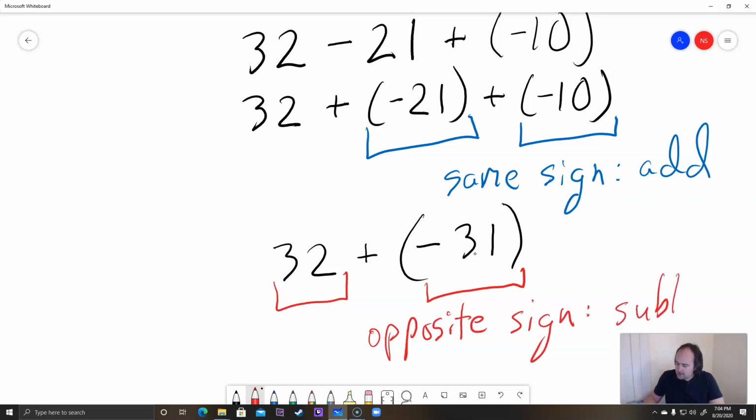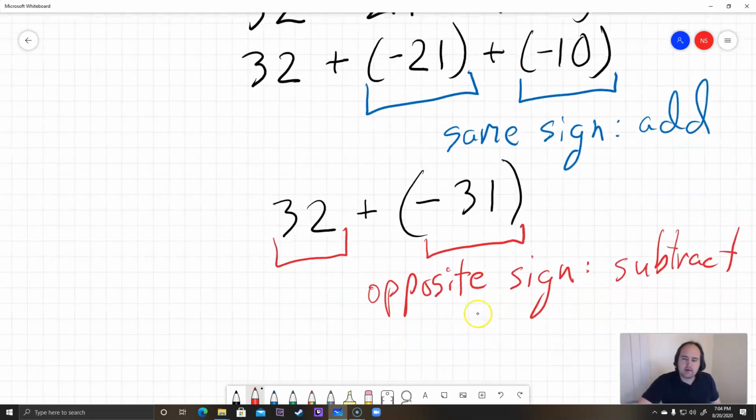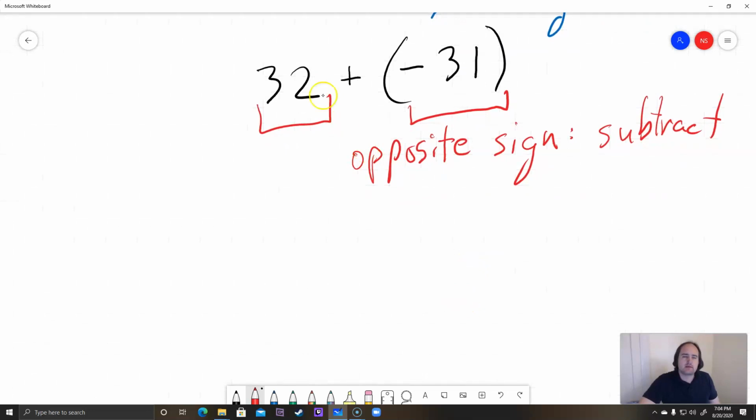You subtract and you keep the sign of the larger number, or the larger absolute value. Okay, so here the larger number in terms of absolute value is going to be 32, and that's positive, so we know our answer is going to be positive. So we're going to have positive of 32 minus 31, which is 1. So our answer is positive 1, but then obviously you're not supposed to leave the plus there in your answer. You just erase that. So you just write 1 as your answer.